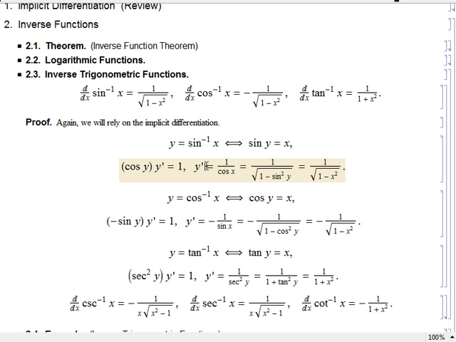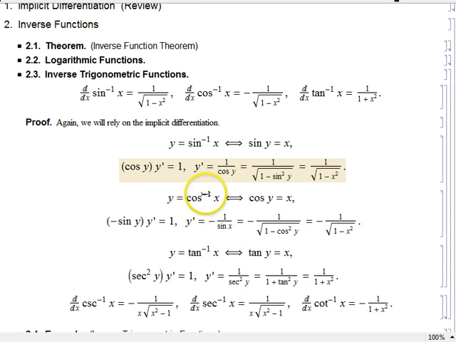What do you have? Y prime is equal to 1 over cosine of y, and then a little bit of algebra. What am I doing here? Cosine of y. This is a correct differentiation formula, yes, but it's not expressed in terms of x, so it needs a little bit of further work. Using Pythagorean identity, cosine is square root of 1 minus sine squared, and then sine of y is x, so we have 1 over square root of 1 minus x squared.